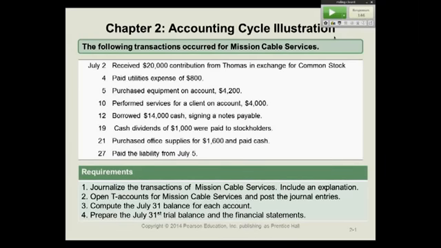All right, so let's do the first one. It said that we're paying or received a $20,000 contribution from Thomas in exchange for common stock.